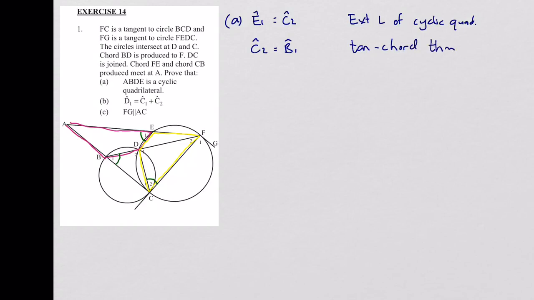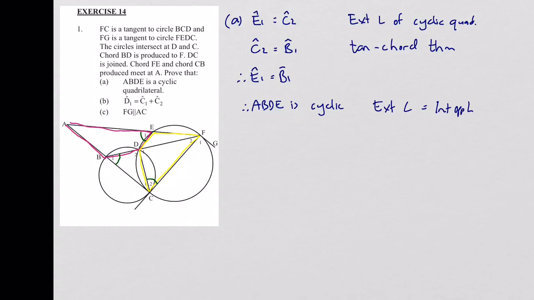And because of this relationship now that we've made here between two different angles, we can conclude that because E1 equals C2 and B1 also equals C2, that must mean that E1 equals B1. And if E1 equals B1, then we've proved it's a cyclic quad. All right, so therefore ABDE is cyclic. And what is the reason? Because the exterior angle, in this case B1, is equal to the interior opposite angle, in this case E1.